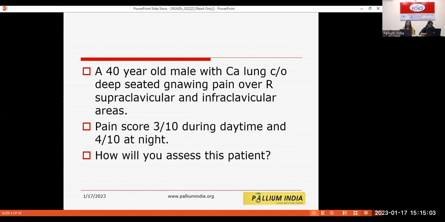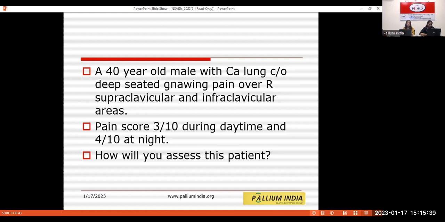So this is one question. You have learned about the pain assessment, right? So this is a 40-year-old male with carcinoma lung. He told you that there is a deep gnawing pain over the right supraclavicular and infraclavicular areas, here and below the clavicle and above the clavicle. And when you asked, he told the pain score is 3/10 during the daytime. But at night, I have pain which goes up to 4/10. If this is a patient coming to you, how will you assess this patient?